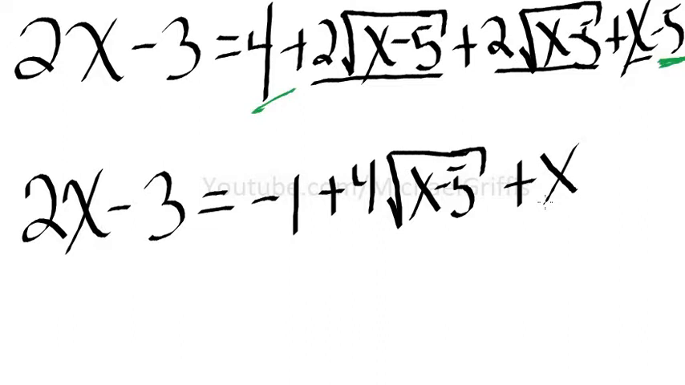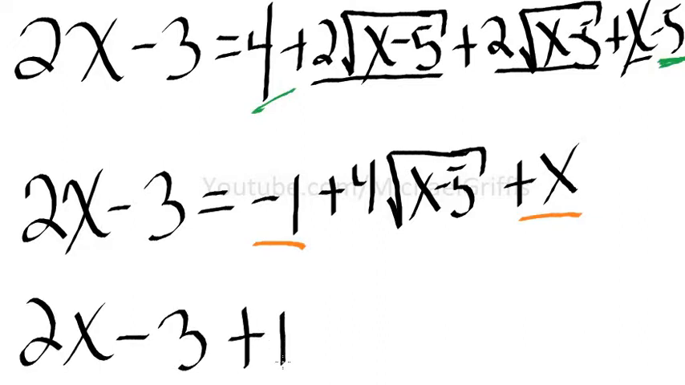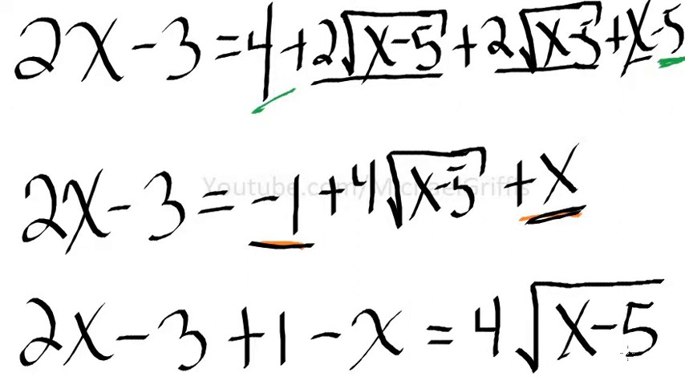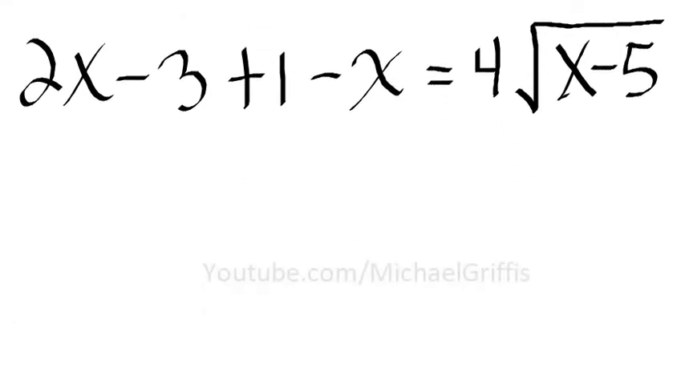Okay, looking at this closely, it looks to me like we're going to be taking this over to the left-hand side, and this here over to the left. So let's do that. So 2x minus 3 plus 1. Add 1 to both sides. I just say take it over to the left. And then subtract x from both sides. And we're left now with 4 times the square root of x minus 5. We're getting there eventually.